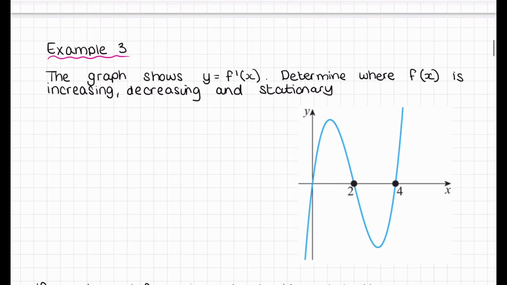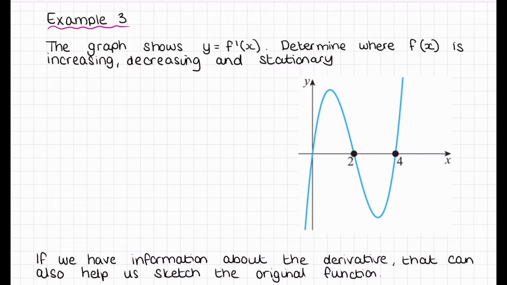Example 3, the graph shows y equals f dash x. So this is the graph of the derivative. Determine where the original function f of x is increasing, decreasing and stationary. So this is the graph of the derivative, so our y-axis is our gradient. First of all, where is this function increasing?